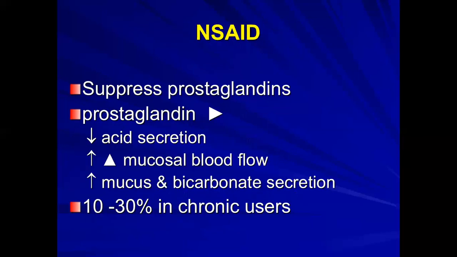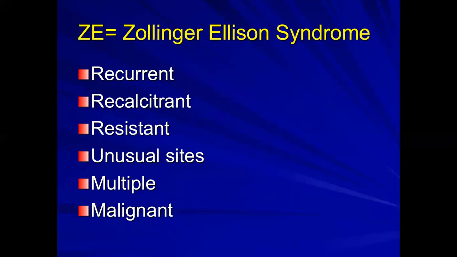NSAIDs suppress the prostaglandins, and in return, prostaglandins decrease acid secretion, increase mucosal blood flow, and increase mucus and bicarbonate secretion. This is a function of the prostaglandins, which is suppressed by the NSAID. So 10 to 30% of chronic NSAID use leads to ulcers.